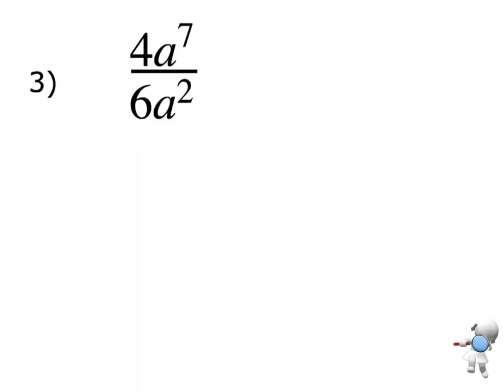Let's have a look at a third example here now. So now we need to think about 2 parts. We need to deal with the numbers, the 4 and the 6. Then we need to deal with the variables, the a to the power of 7 and a squared. So let's think about the numbers first of all. So 4 and 6, what would the highest common factor of 4 and 6 be? Well, the highest common factor would be 2. So I can write 4 as 2 times 2 and 6 as 2 times 3.